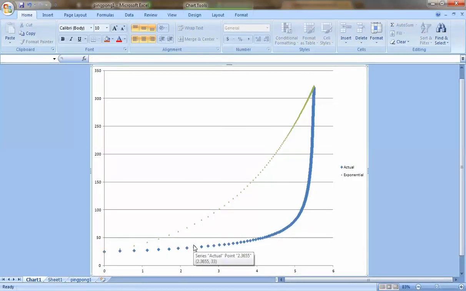So I want to see what function I can use that gets steeper like that. So anyway, that's where I'm at.